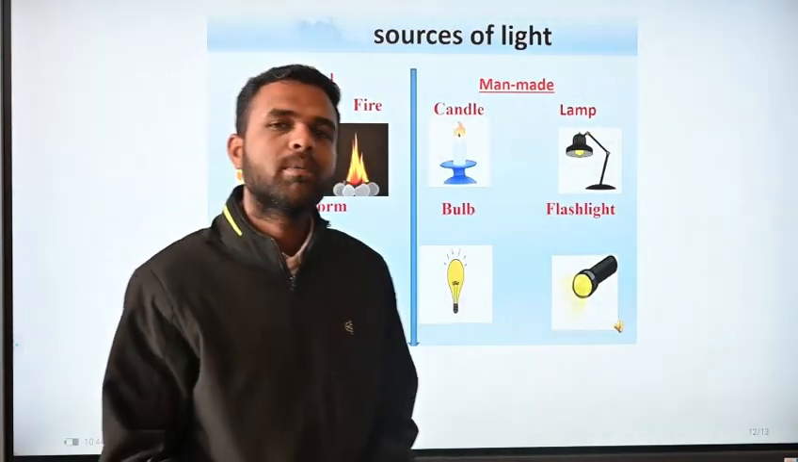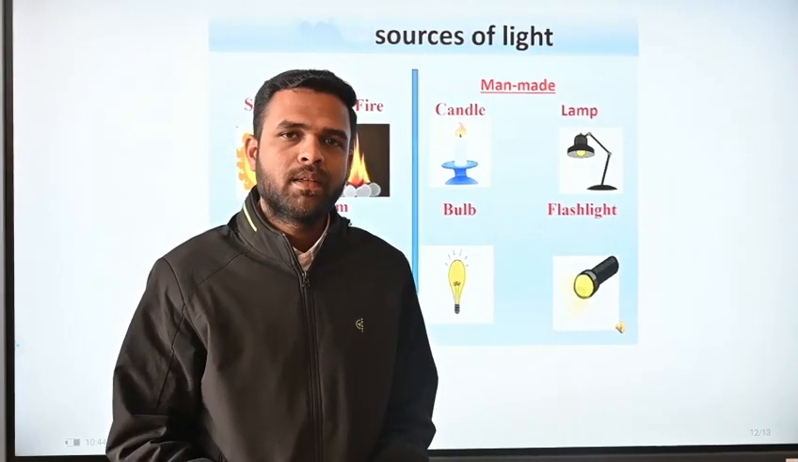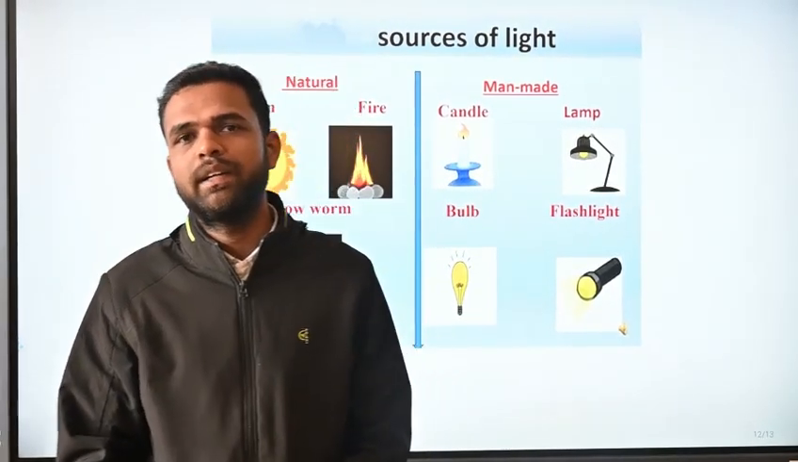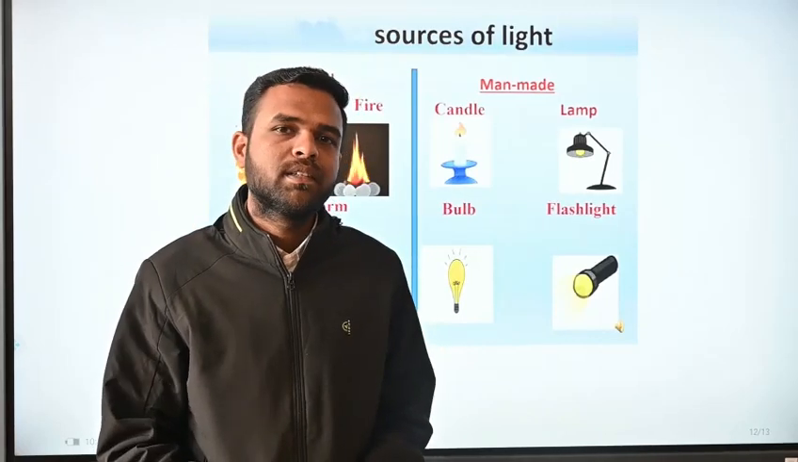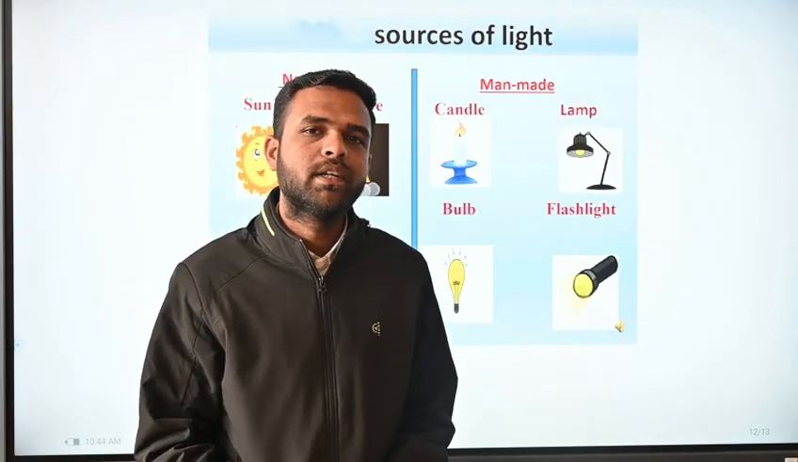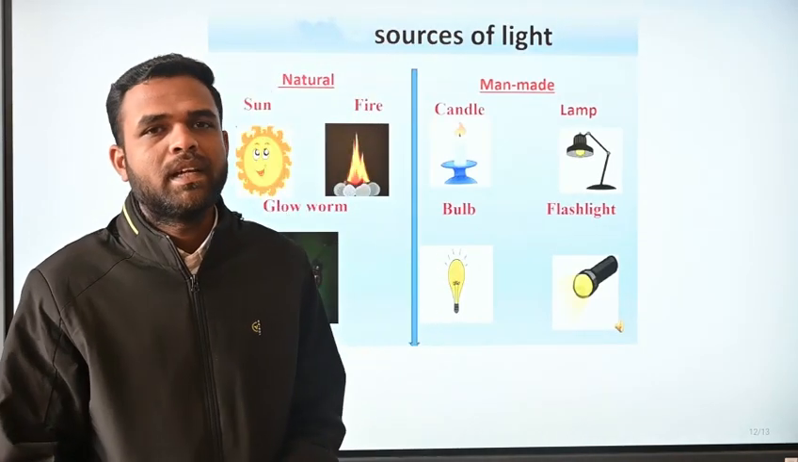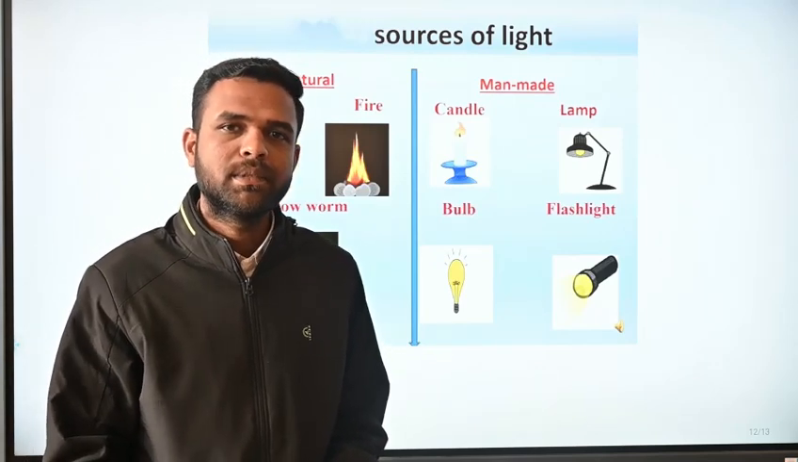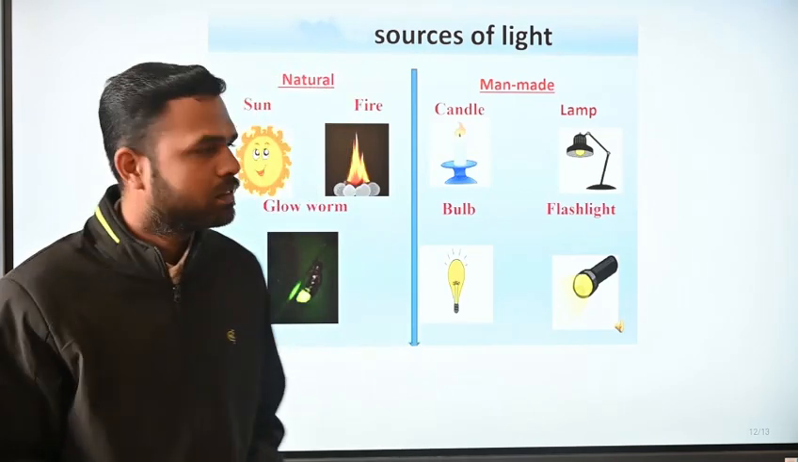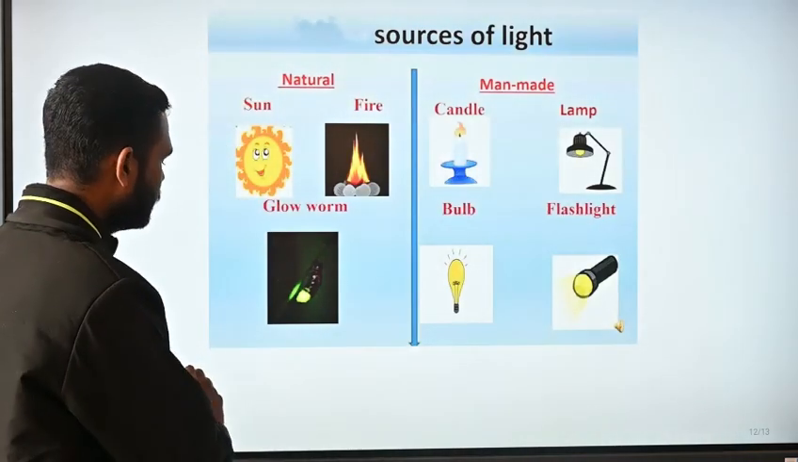So there are two types of sources of light. First is the natural source of light, which is the sun, stars and fireflies. We also call it a globe. And the man-made sources of light are tube lights, electric bulbs and firelight.